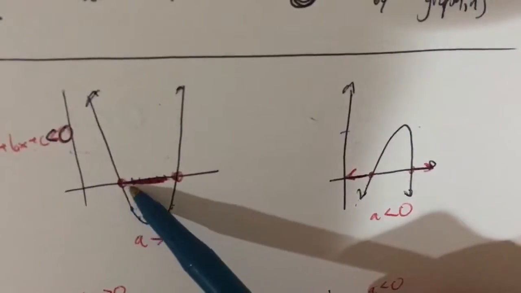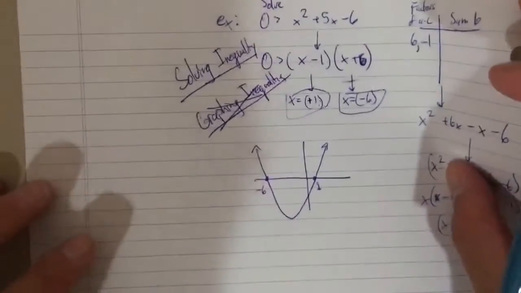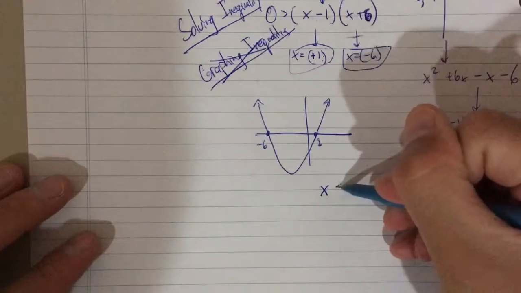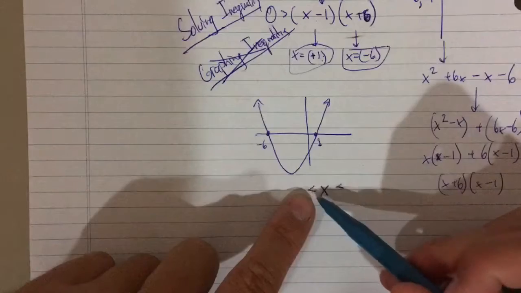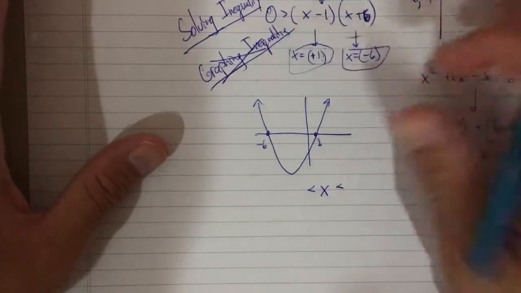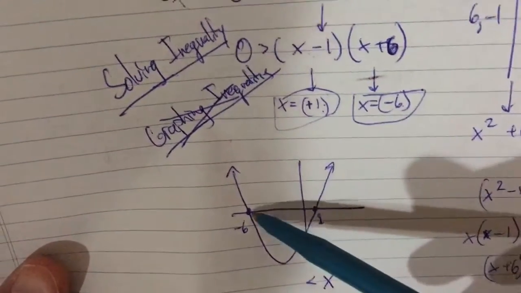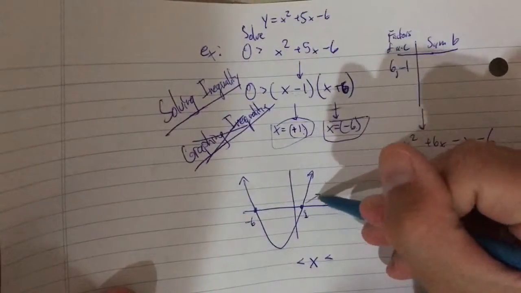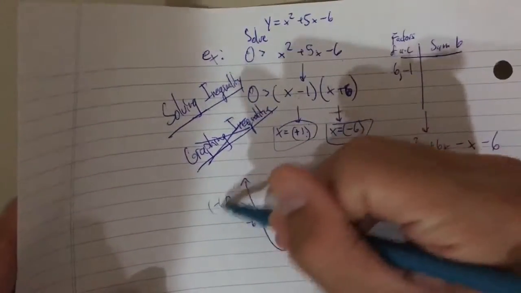Our answer is going to be every number between the two roots. So we're going to say x has to be between, and we're not going to put greater or less than, because we're looking at values that have to be less than 0. So here, these values right here at the roots give you y values that are actually equal to 0. So we're looking at 1, 0, and then this coordinate here is -6, 0.